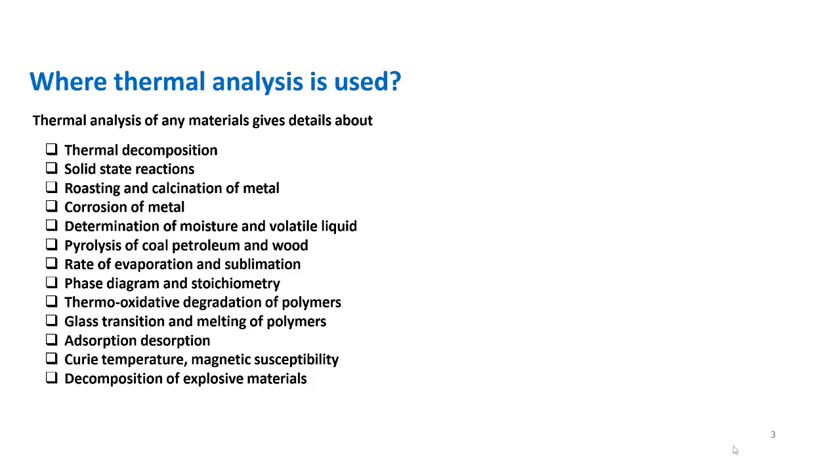Then the determination of moisture and volatile liquids, and pyrolysis of coal, petroleum, and wood. Rate of evaporation and sublimation can also be found out with the help of thermal analysis. Then the phase diagram and stoichiometry, thermo-oxidative degradation of polymers, glass transition, of course, that we can get from the DSC and also from the DMA also. Then adsorption and desorption phenomena, Curie temperature, magnetic susceptibility, and decomposition of explosive materials.